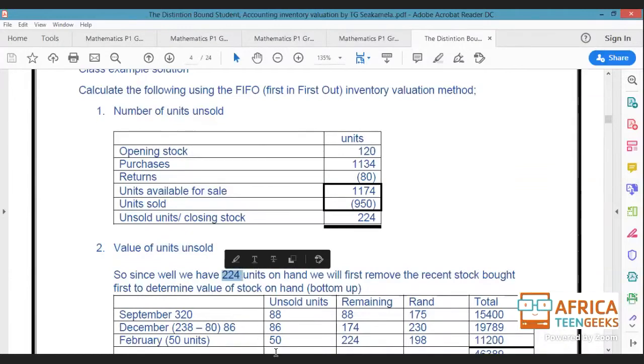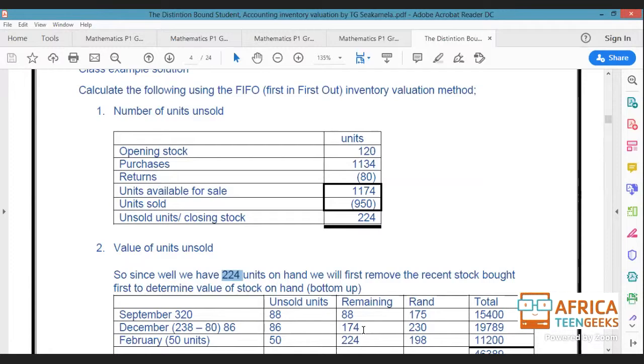So let me explain this. The last purchase that you made was in February and it was 50 units. Do you agree with me? The last purchase that you made will be your closing stock, I mean, your closing units. Then in December, you had 238, but you must less the 80 for the returns. Therefore, you'll be left with 174.